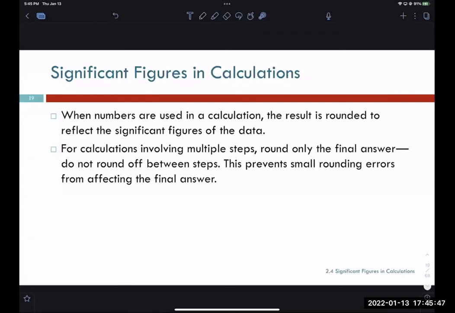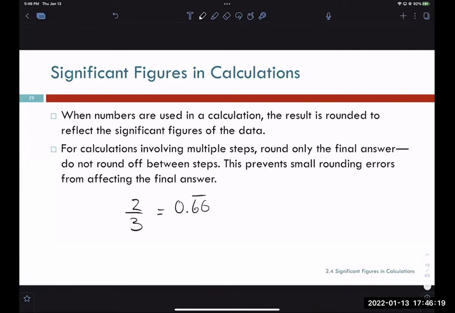So when we do a calculation, if you took 2 divided by 3, we would get 0.66 repeating. How many of those do we keep? This is the method of how we determine which ones we keep. This is what we're going to talk about. So for simple one-step ones, cover that. And then for calculations that involve multiple steps, you only round your final answer.